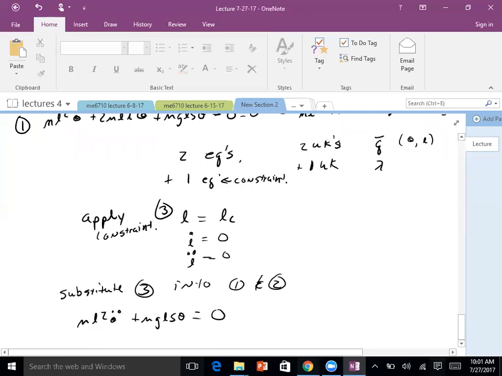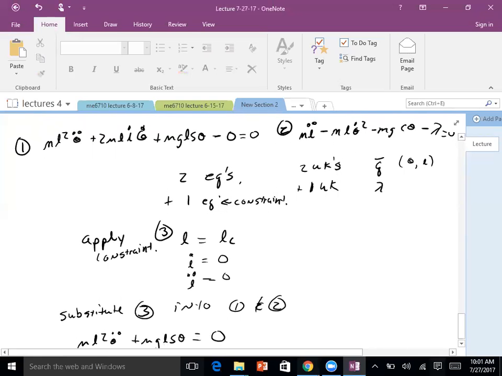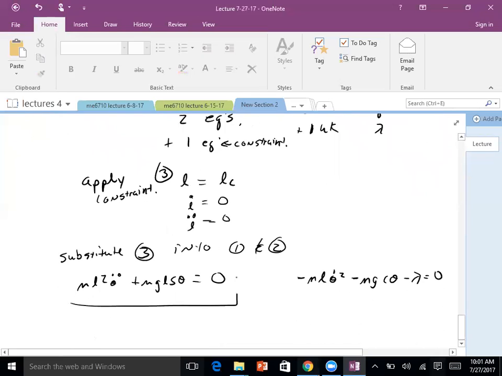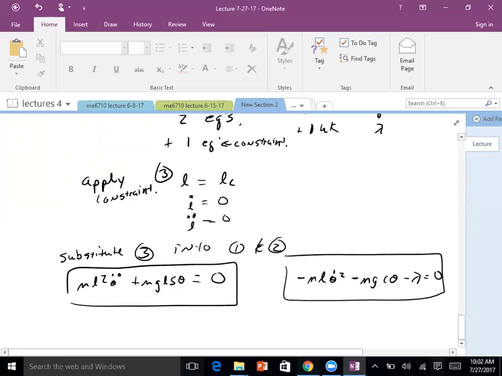That's 1 modified by 3. And then 2 modified by 3. I get the ML double dot goes to 0, but I get minus ML theta dot squared minus mg cos theta minus lambda equals 0. Now I have 2 equations. Oh, and I could put in LC. I should have done that just to bring it all home. And let me, for fun, I'm just going to move lambda over.